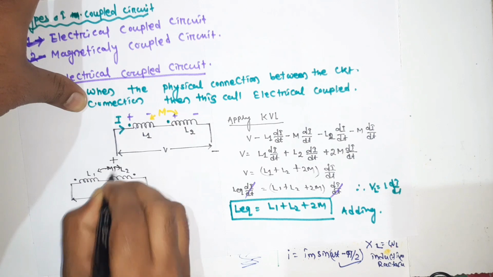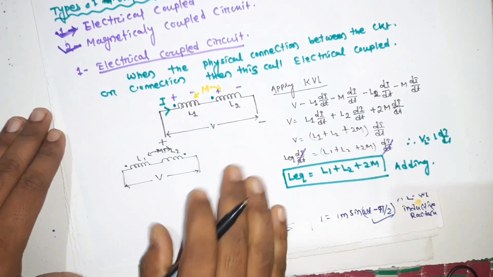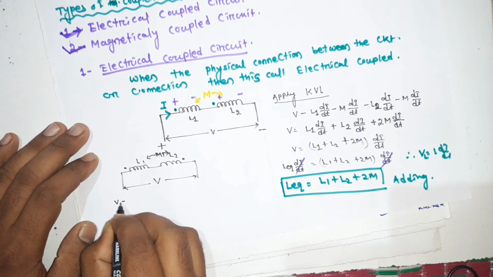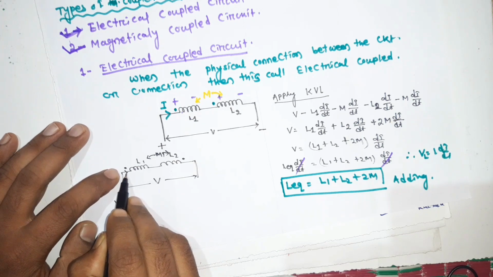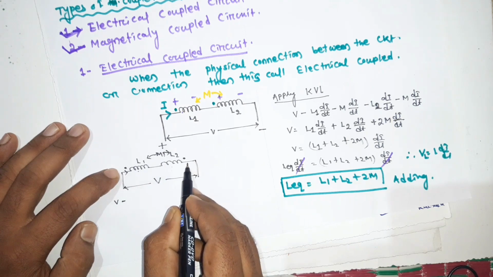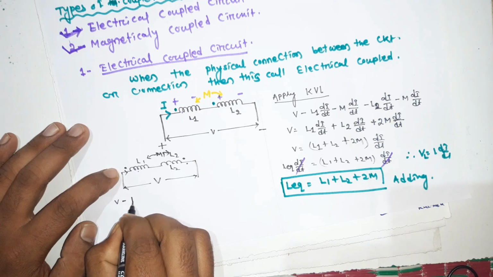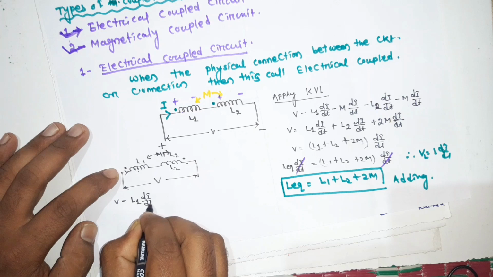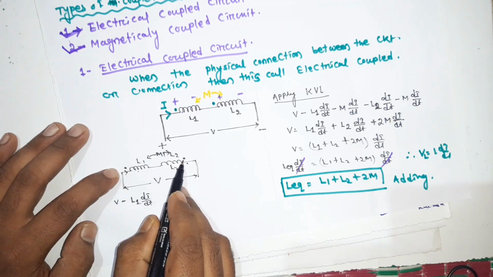Here you can write the KVL equation like this: V minus the inductor current terms. The current entering L1 is at the dotted terminal, and the current leaves from the dotted terminal in L2. So here it is L1 di by dt, but the mutual inductance has different polarity because the current is leaving from L2.